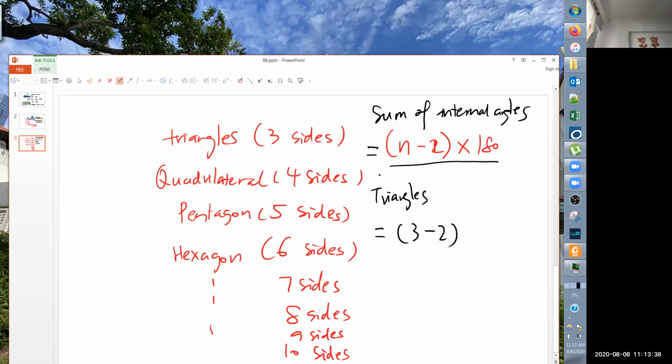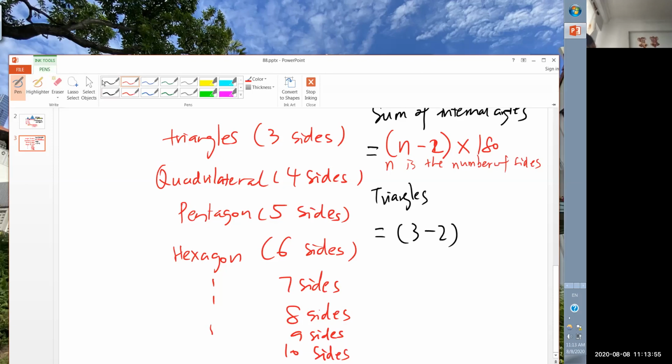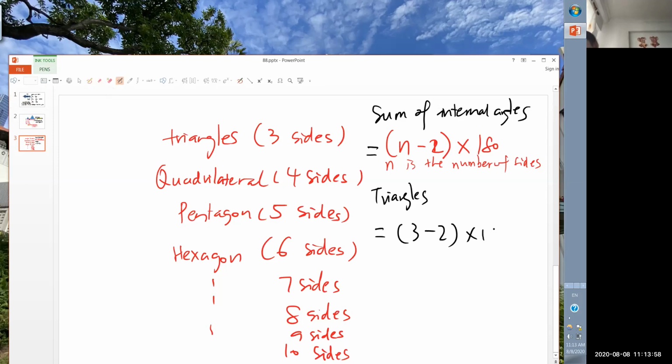So n is the number of sides, by the way. So let me write it more clearly. So n is the number of sides. Okay. So for triangles, the number of sides is 3. So you times 180. So you have 180. Am I right? So for triangles, it's 180. Okay. Let's test for quadrilateral. So quadrilateral means this. Okay.